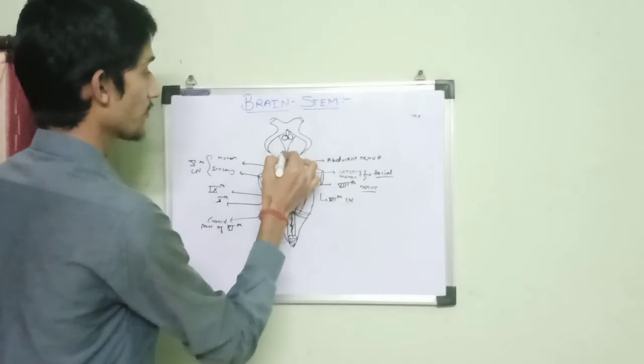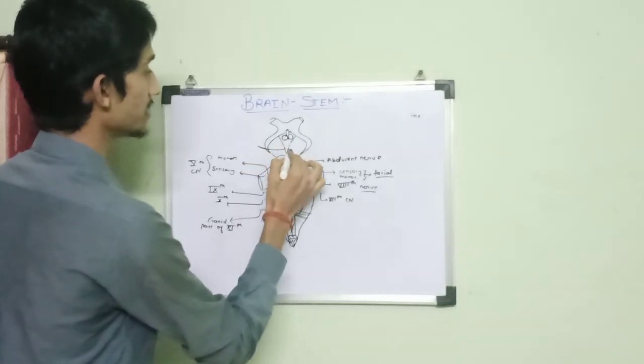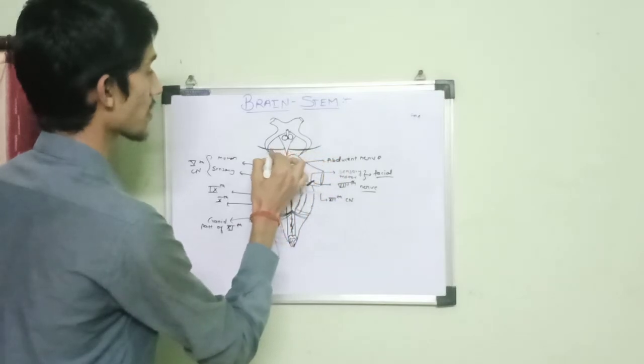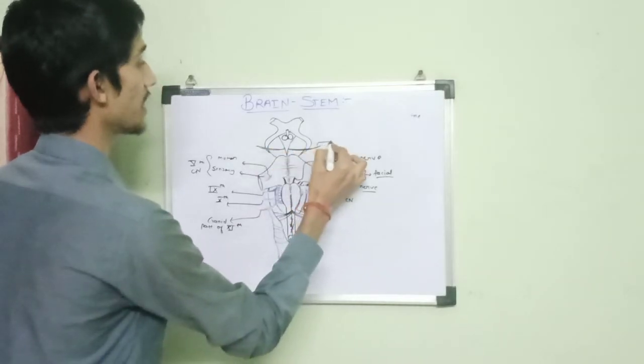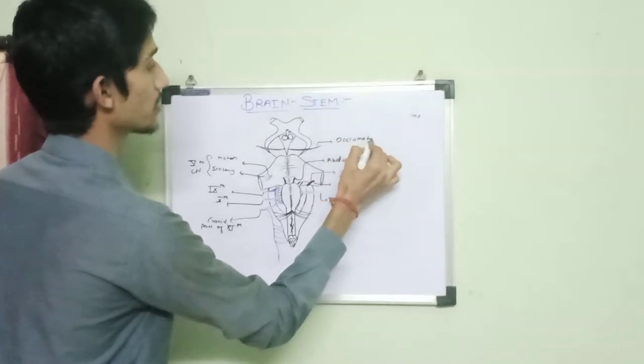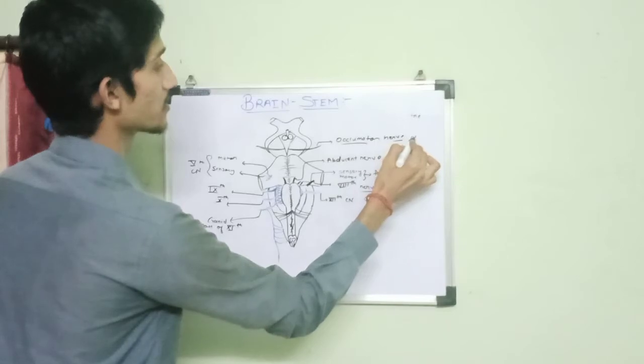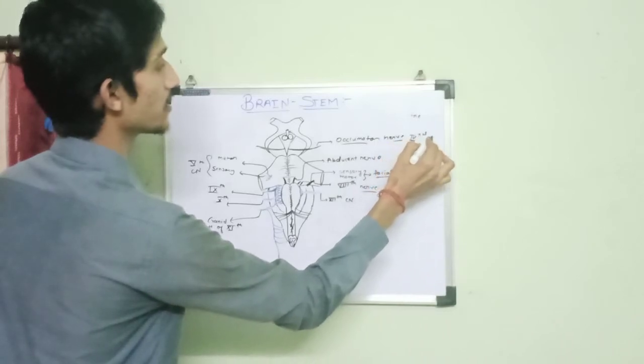To the lower part of the cerebral peduncles, we have the oculomotor nerve arising. This is the oculomotor nerve, the third cranial nerve.